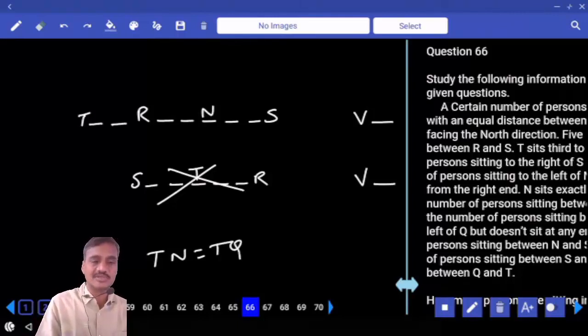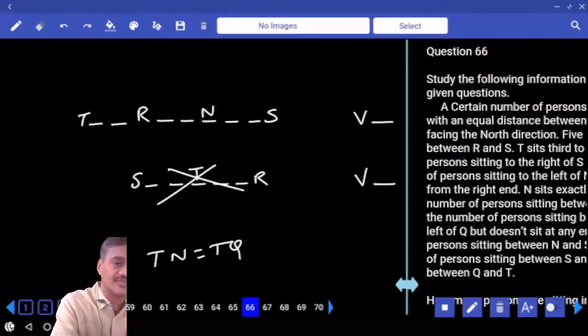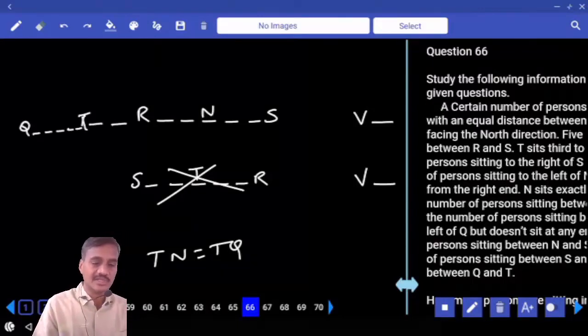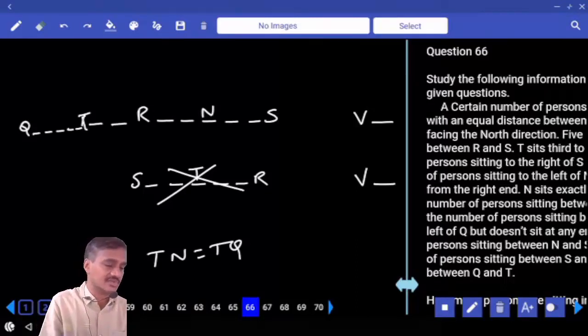As T is exactly between N and Q, how many persons are there in between T and N? 5. Hence, we need to have 5 persons in between Q and T. 1, 2, 3, 4, 5. So 5 in between T and N and 5 in between T and Q. And W should sit to the left of Q but does not sit at any end of the row.